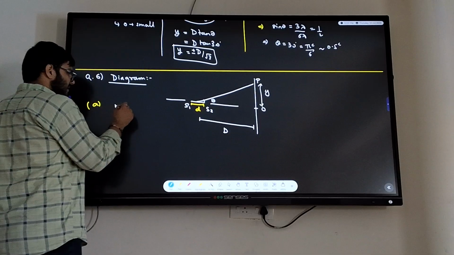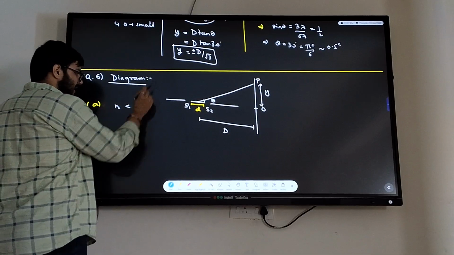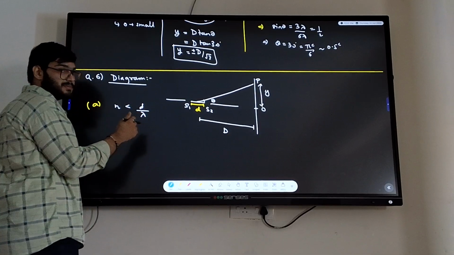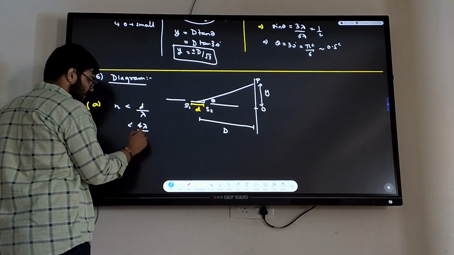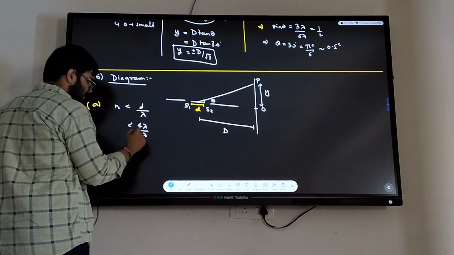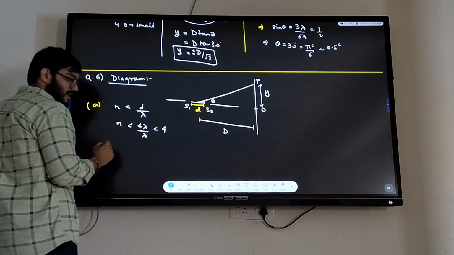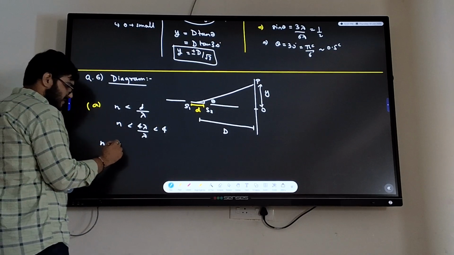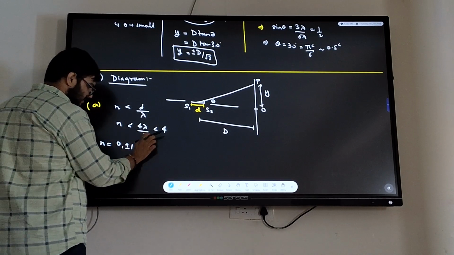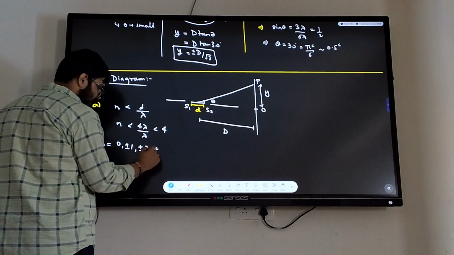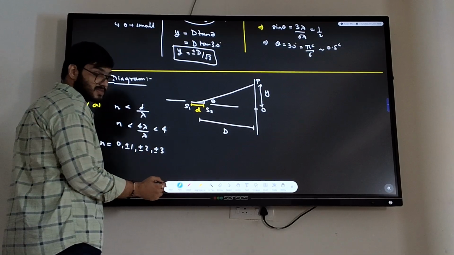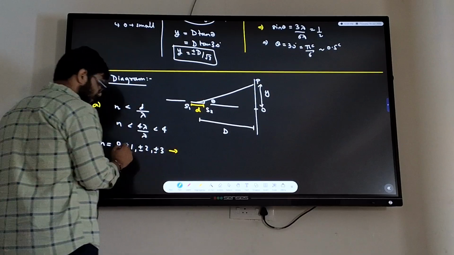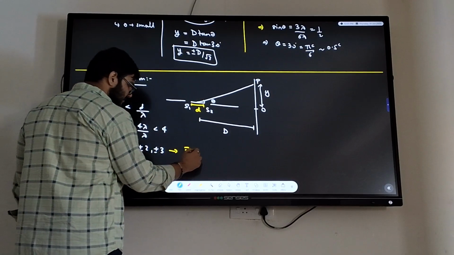N has to be less than d by lambda, na? What is d mentioned to be? 4 lambda. So this has to be less than 4. And then what are the possible maxima? 0, plus minus 1, plus minus 2, plus minus 3. Yes? No, incorrect. So 7 maximas, right?